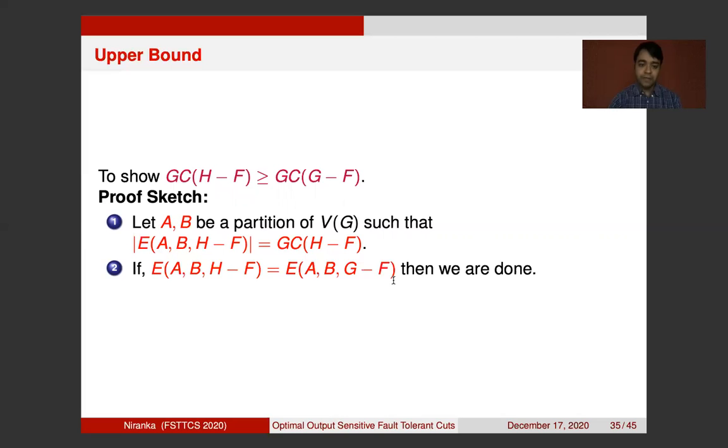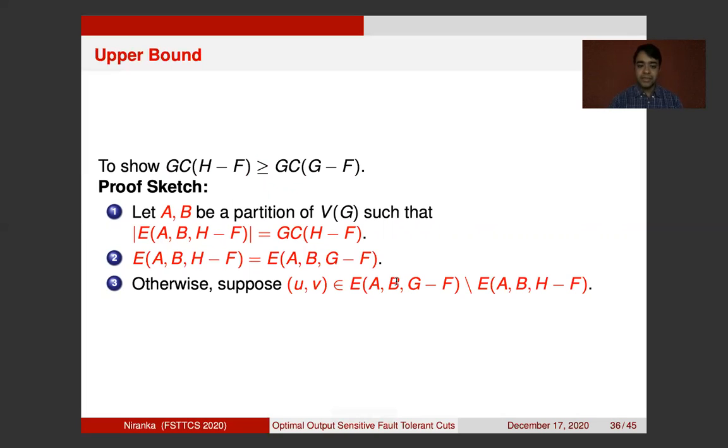Now, obviously, if you consider this partition A and B, and if the edges going through are the same in H minus F and G minus F, then we are done. Why? Because E(A,B) in H minus F is the global cut of H minus F, which is a cut of G minus F, which is greater than or equal to the global min cut of G minus F.